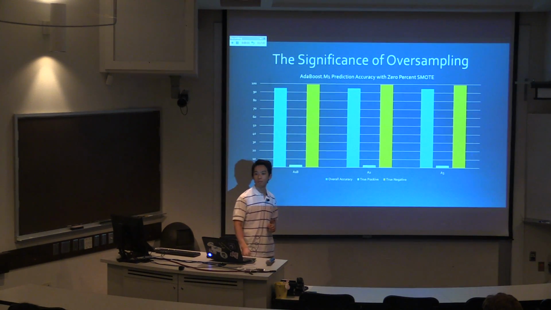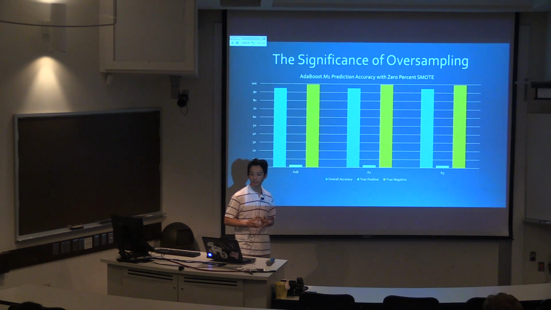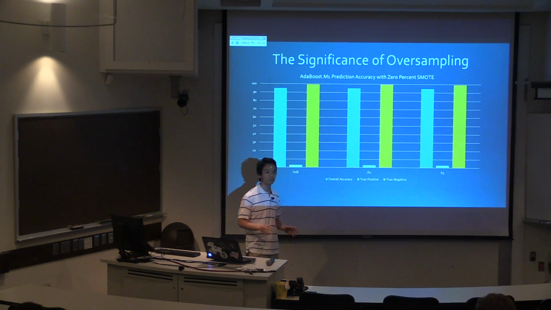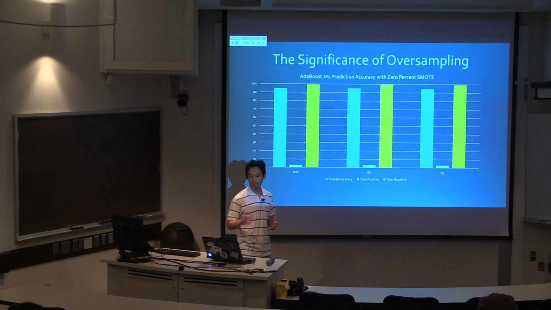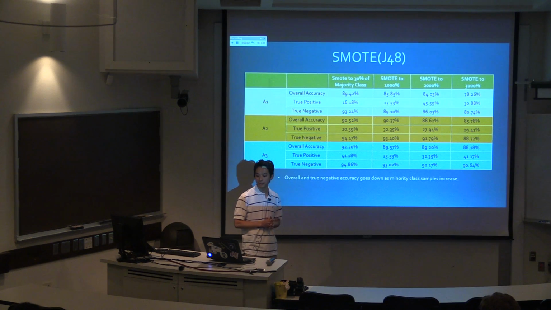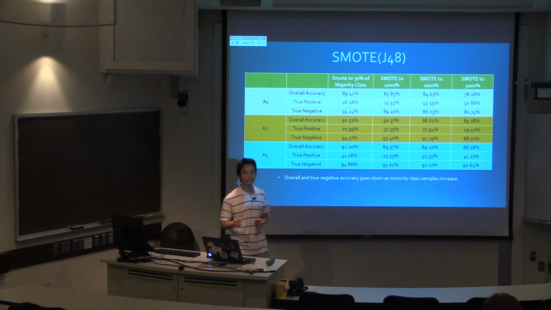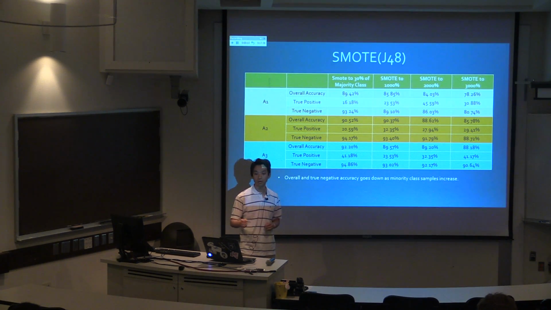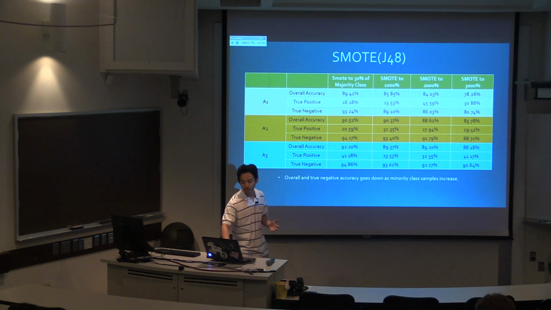So now I want to look at what happens. How does oversampling affect our results? What basically happens is that, as I said before, the classifier will predict everything as true negative. The overall accuracy is good, but true positive is really bad. And basically, as the number of minority class instances goes up, overall accuracy goes down, but true positive will definitely go up.